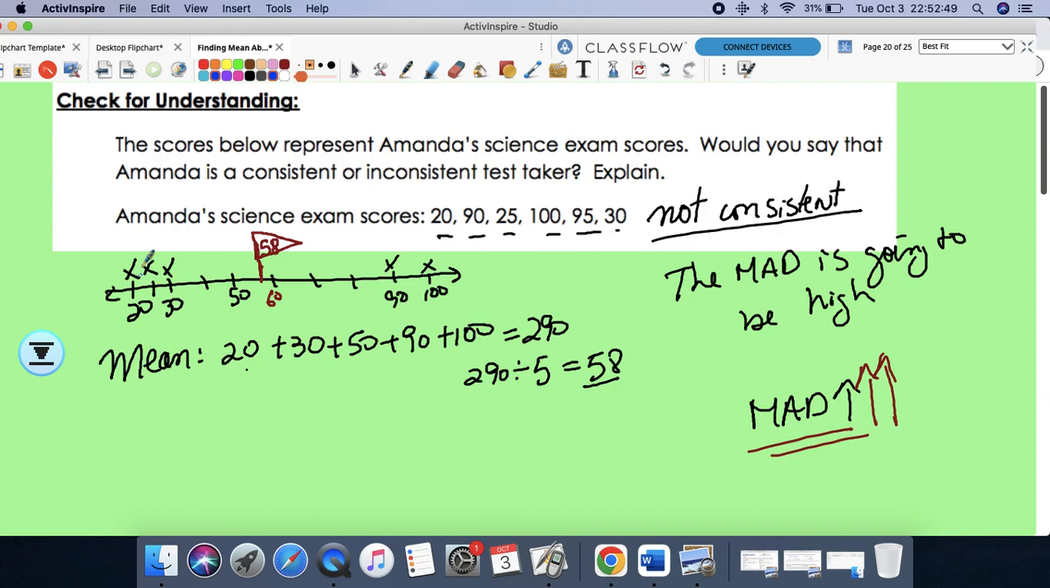So first, we can put the numbers in order: 20, 25, 30, 90, 95, 100.